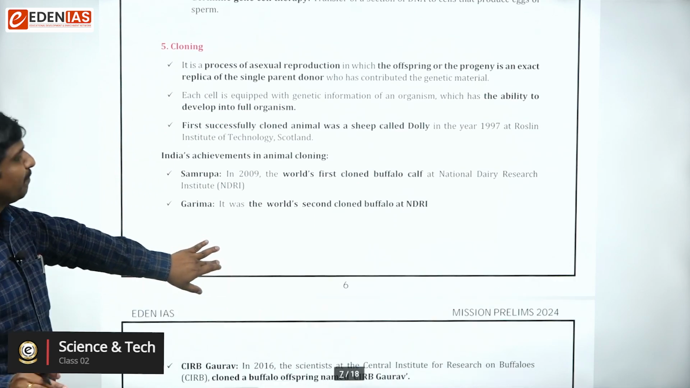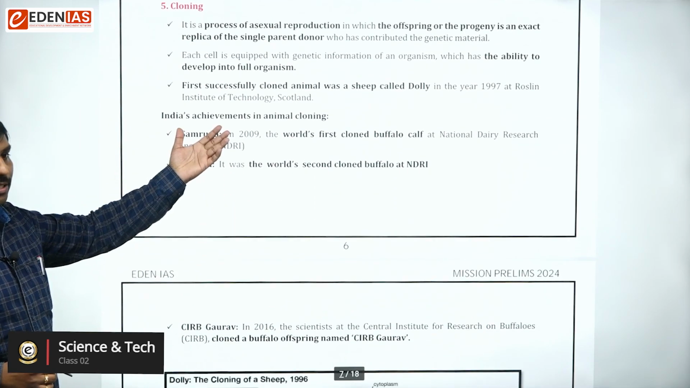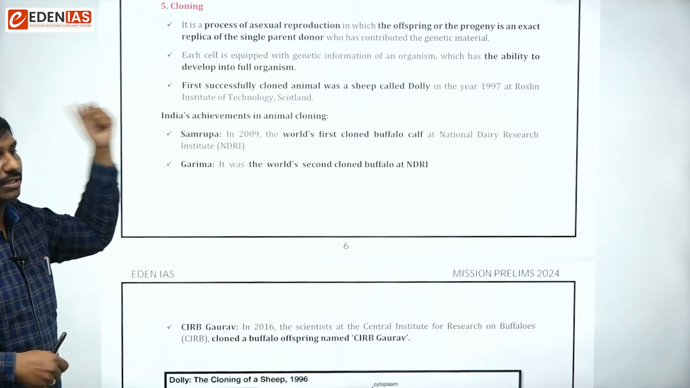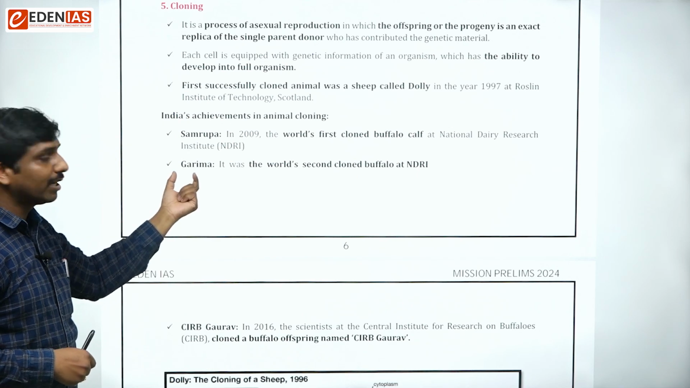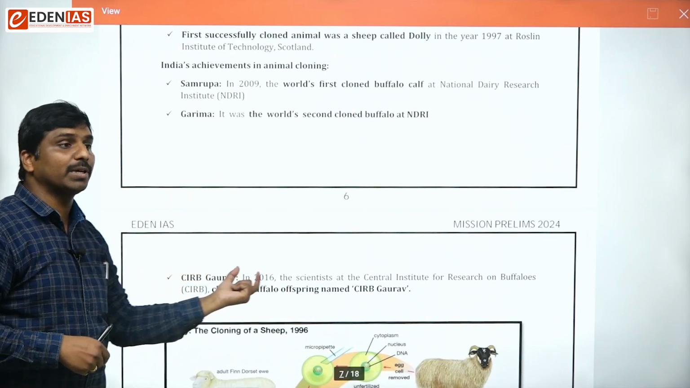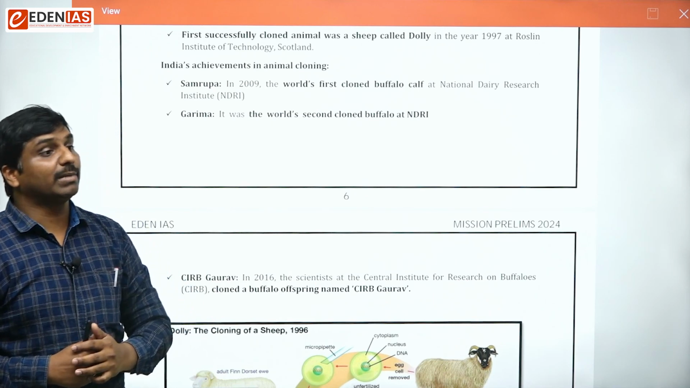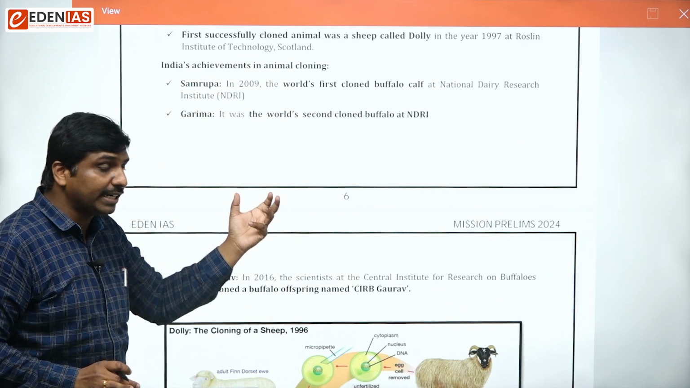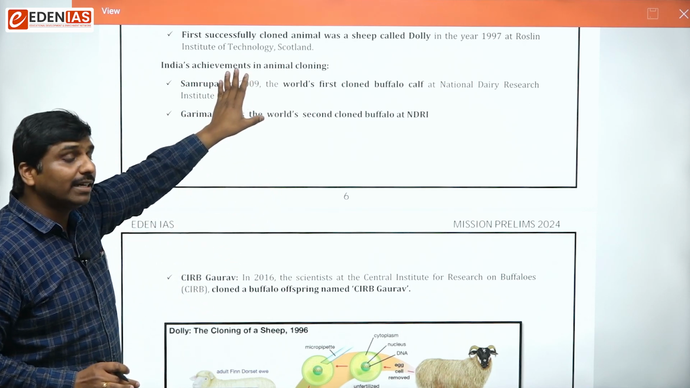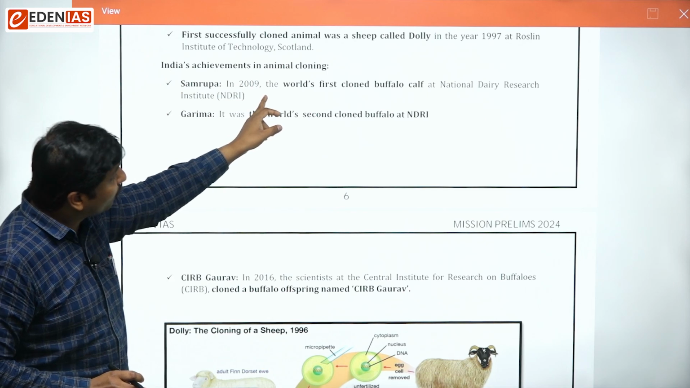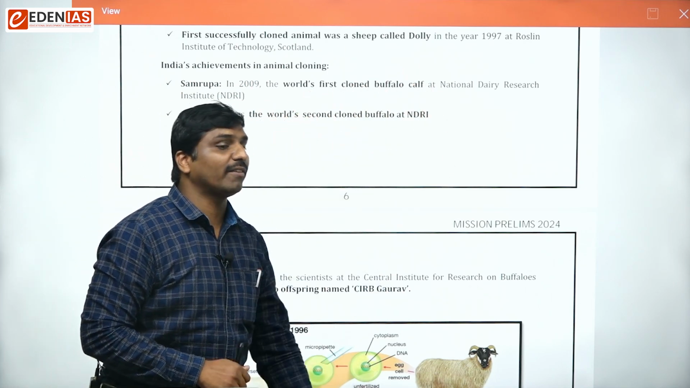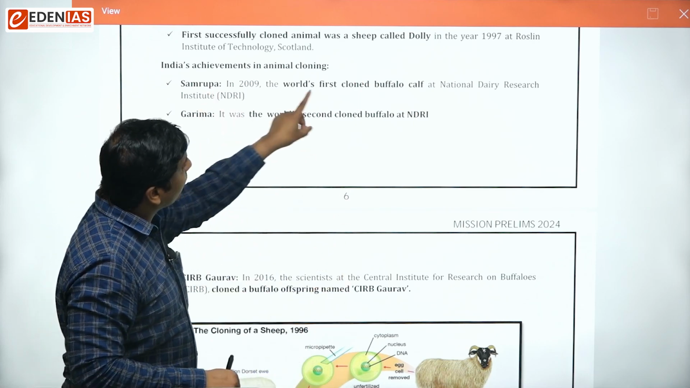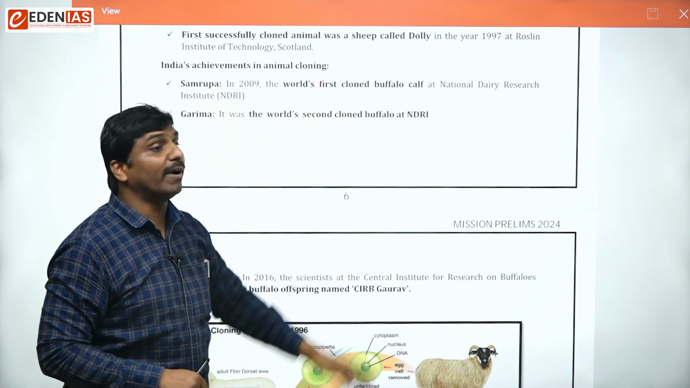Now if you look at India's achievements in the cloning process, there are some factual things. We have animals like Samrupa, Garima, and Serb Gaurav, which we have produced through cloning. Samrupa was developed in 2009, and it is the world's first cloned buffalo calf. Dolly was a sheep; in a similar fashion, Samrupa was the world's first cloned buffalo calf.